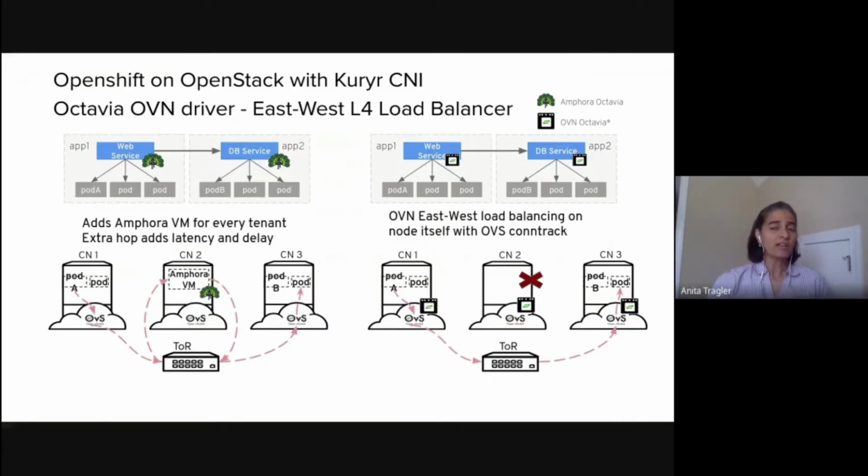An alternative to that is using the OVN load balancer, where all of the load balancing happens on the node itself without the extra hop or the control plane latency for spawning VMs.